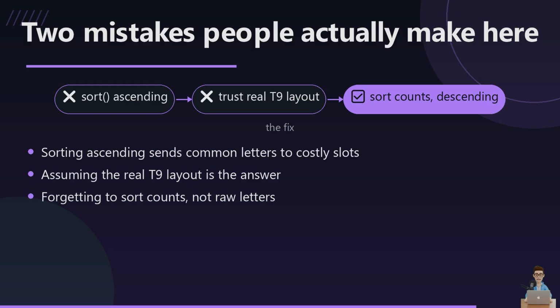Mistake 2, and this one is sneaky, assuming the problem wants you to use the real phone keypad layout, A, B, C on key 2 and so on. It doesn't. We get to invent our own layout. That's the whole point of the problem. If your code ever assumes a fixed real-world mapping or sorts the wrong direction, go back and check those 2 spots first.